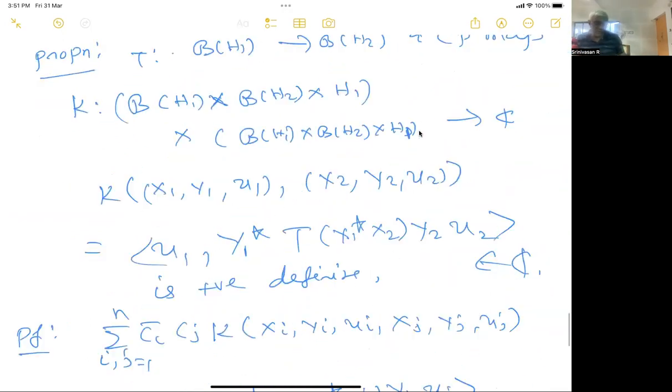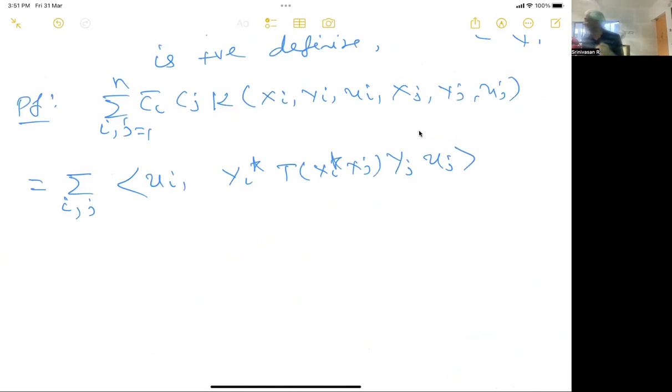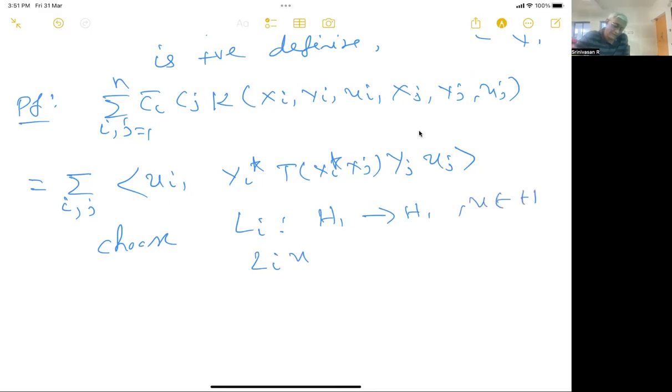But here we have u_i and u_j there. We want to get rid of it. We want to get a single u. We can add more operators if you want. So what we do is the following. This is the idea of KRP in this book. You just choose some operator L_i from H1 to H1, such that L_i of some u, and u in H, such that L_i of u equals u_i, which is possible, of course. Right? Some operator. This is possible.